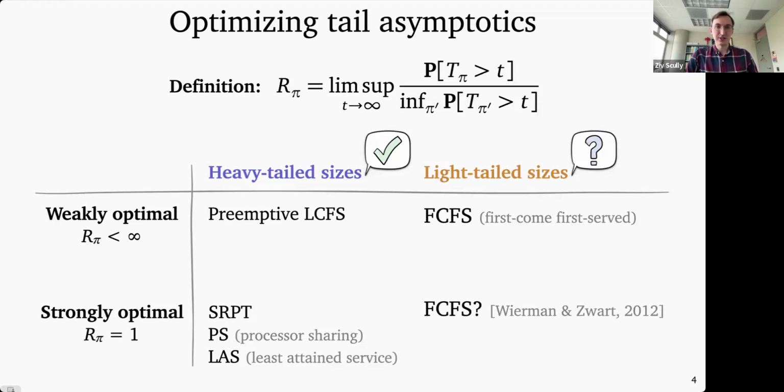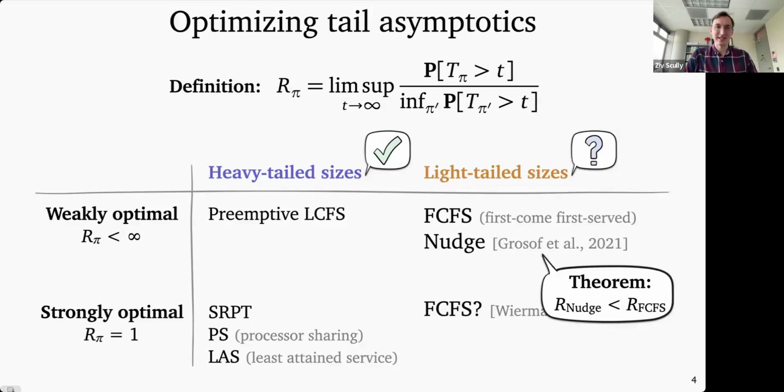This conjecture stood for a bit less than a decade, until Isaac Grosof and collaborators, including Yoav Moore and Kunhe Yang, found a policy that was a little bit better than first-come-first-served. It's called Nudge. I'll explain Nudge a bit later in the talk. But basically, we were able to prove that Nudge has a better competitive ratio than first-come-first-served for all but trivial cases, like deterministic job sizes.